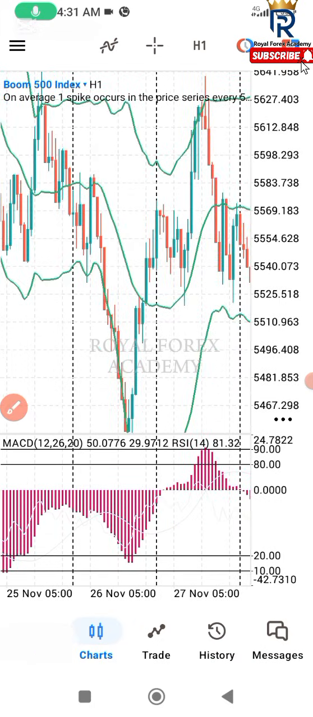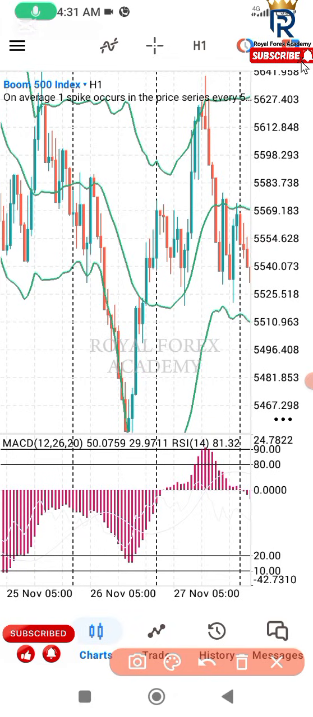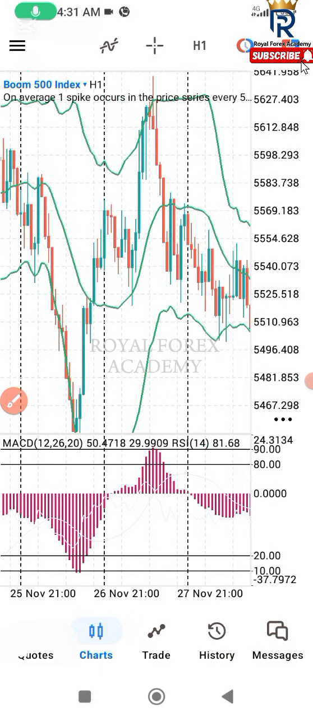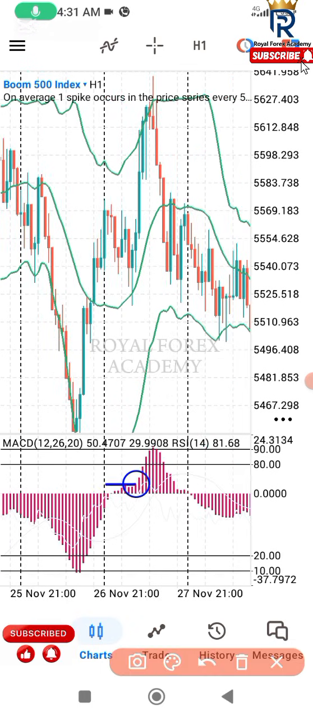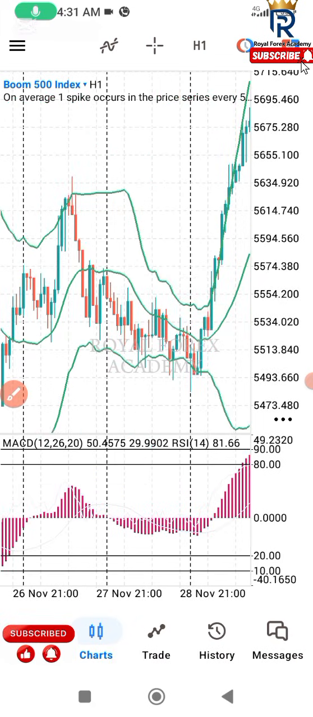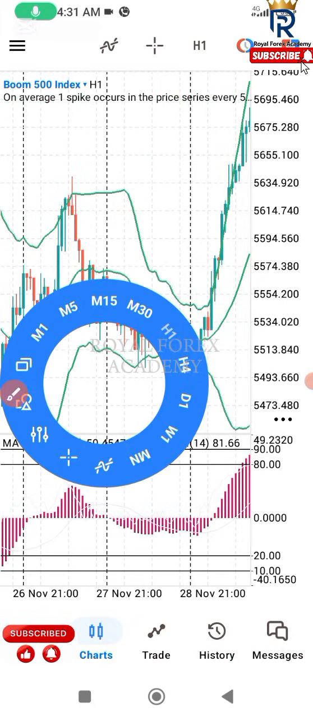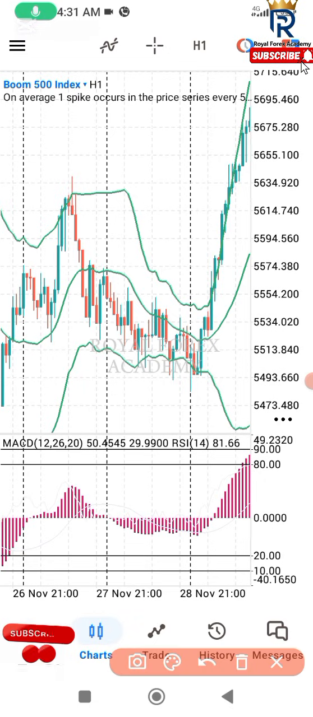Afterward, when it went back, you can see that it never gave you that confirmation again. Then it went to the upside, and when you look carefully, momentum has changed here. It has crossed above the zero. Once this happens, you don't need to look for any selling opportunity, because price has already gone up.